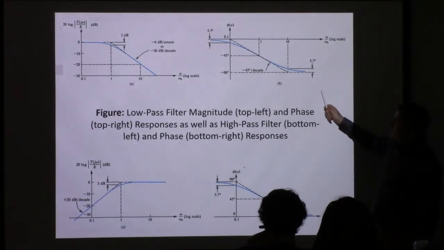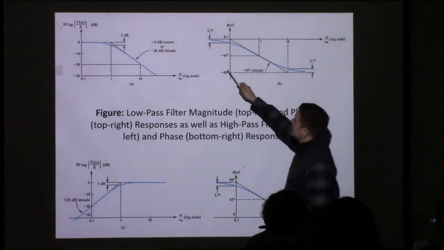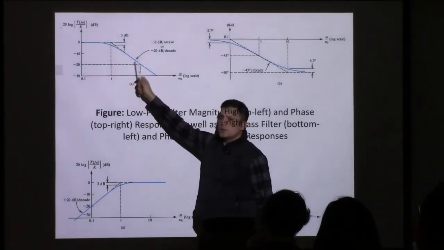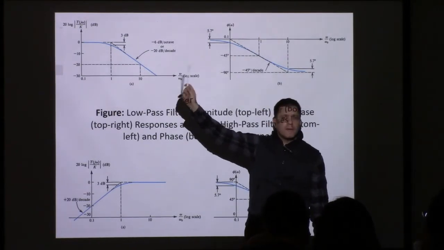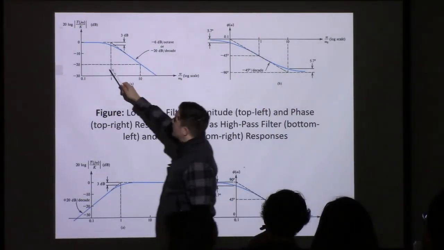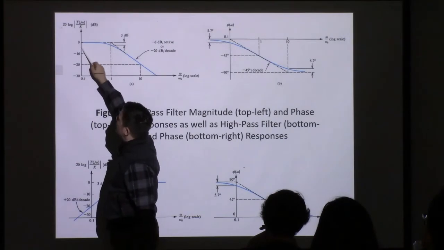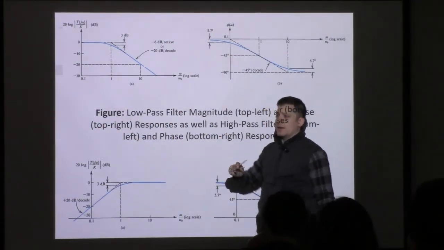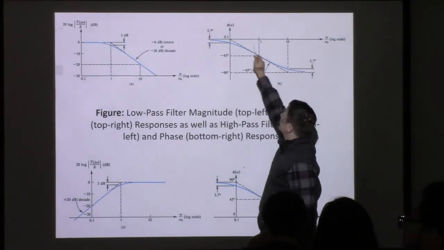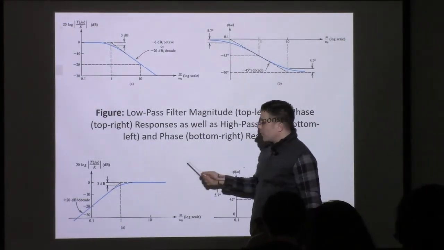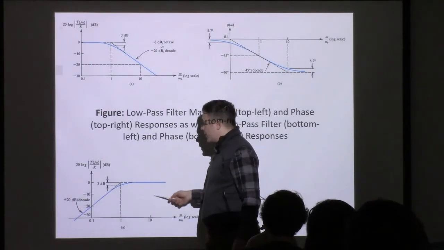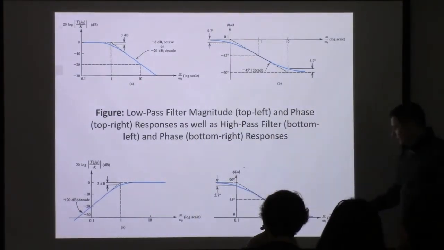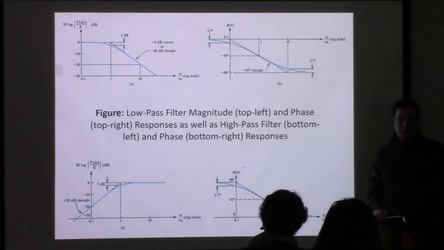So in one sense, it makes sense to look at this point right here. What happens when you put a very low frequency into a low-pass filter? The gain will remain unchanged, and the phase will remain unchanged, right? It's at 0. For a high-pass filter, for very high frequencies, the gain remains unchanged, and the phase remains unchanged.